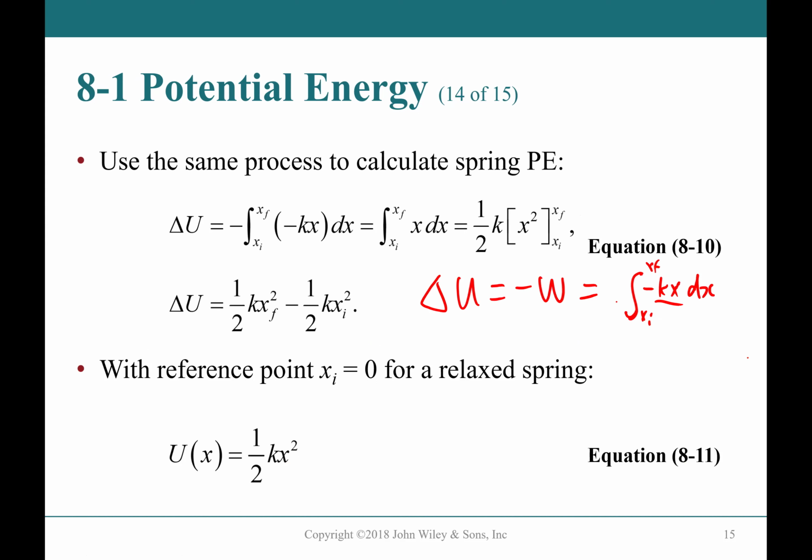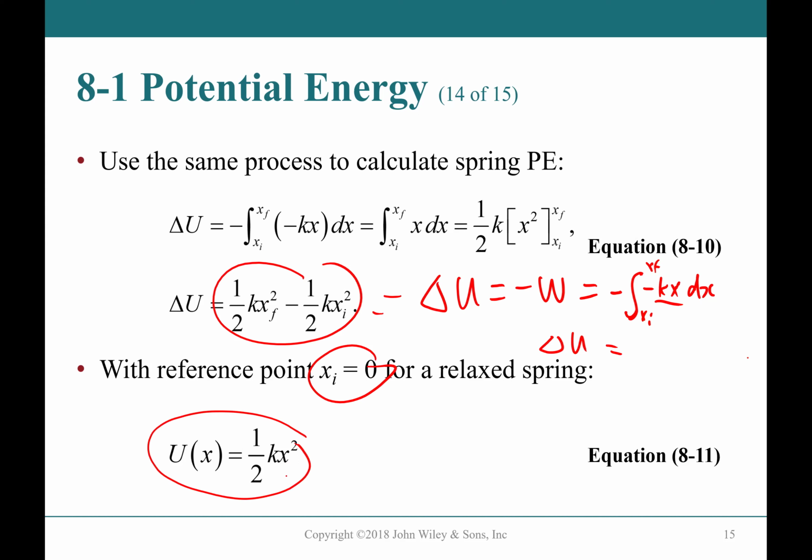And then we are going to have integration, and a negative sign here, negative W. And then you get your change of potential energy equal to this, okay? So doing integration, you get this. And if our initial reference point is x initial equals 0 for a relaxed spring, then the potential energy of a spring depends on the stretchment or compression.